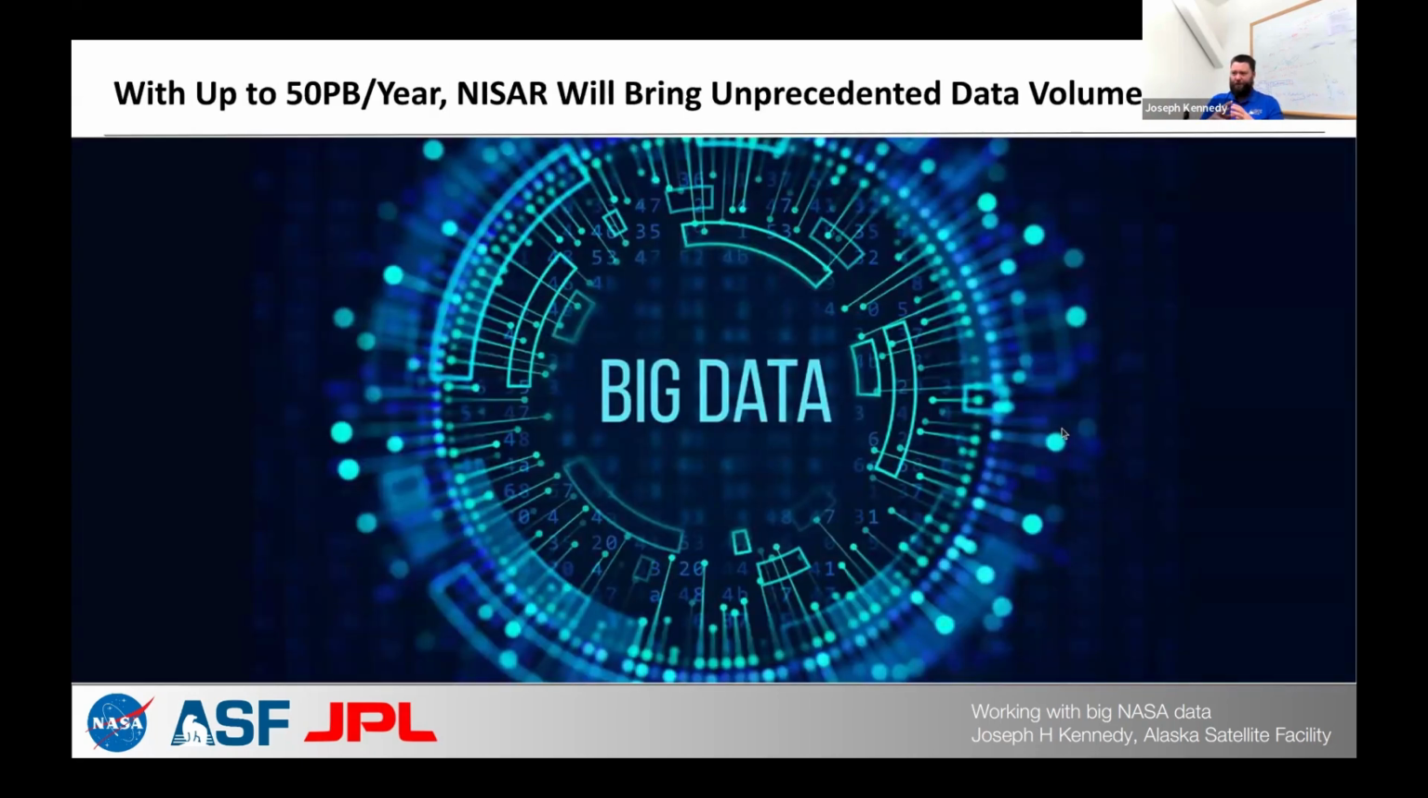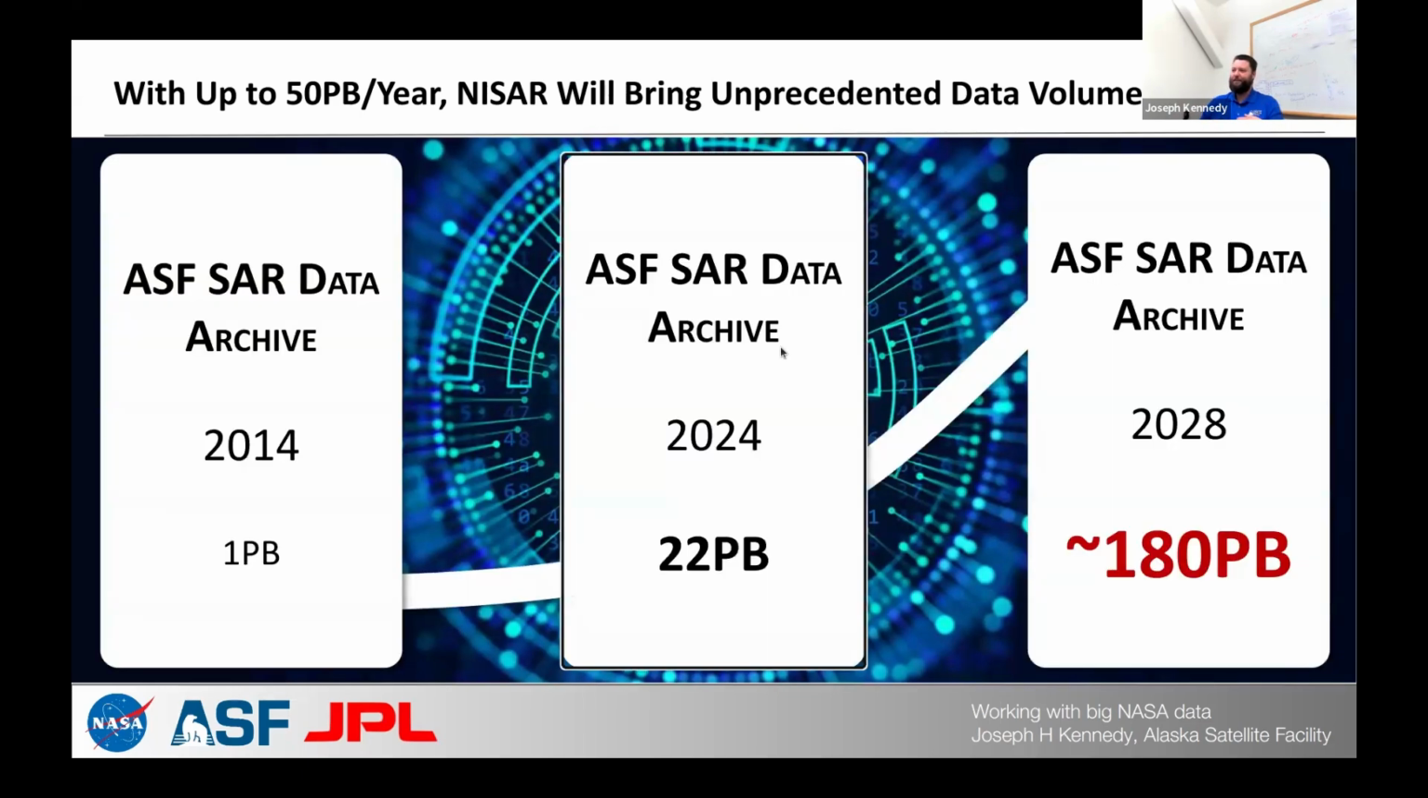So with NISAR, we're talking about potentially ingesting up to 50 petabytes of data a year. This is going to be an unprecedented amount of data volume. So ASF historically in like 2014 had 1 petabyte of SAR remote sensing data. By this year, we're up to 22 plus petabytes of data. Come NISAR in just the next few years, we're going to be up to hundreds of petabytes of data to access and process.